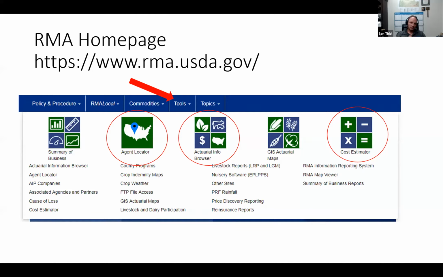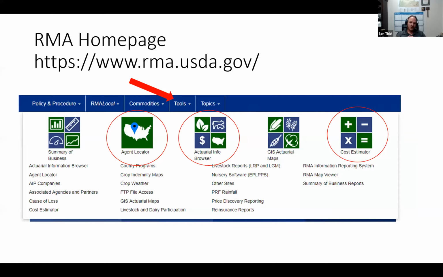One is Agent Locator. That's how you can determine what agents service your area. I think it generally shows sort of where the agents are located. So if you're new to crop insurance, this is how you can go find an agent for the first time. Or if you want to change agents, this is a tool to look to see what other agents might be available.